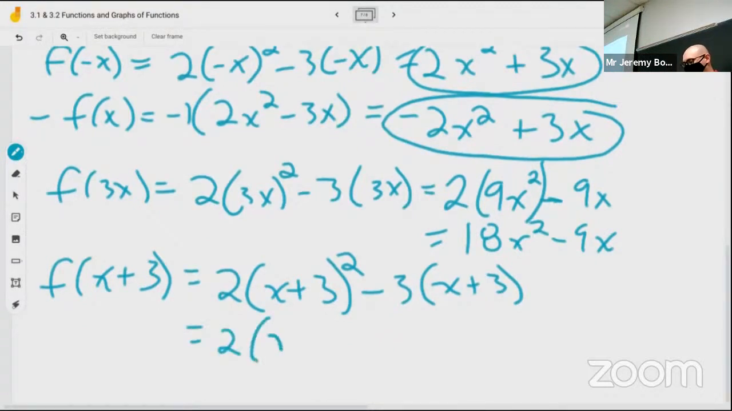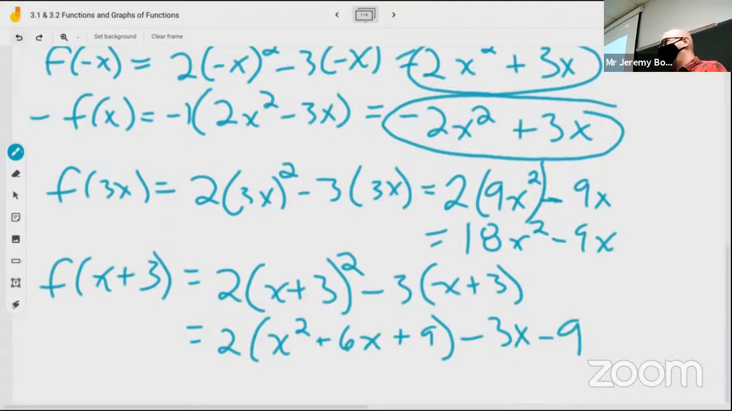2 times x squared plus 6x plus 9. And let's distribute the negative 3 to the x. So that'd be negative 3x and the negative 3 to the 3, which would be negative 9. Oops, let me get a parenthesis. I can see that being an issue, not distributing a negative, not getting the negative 9 there. So pay attention to that.